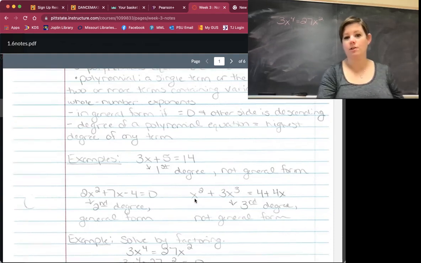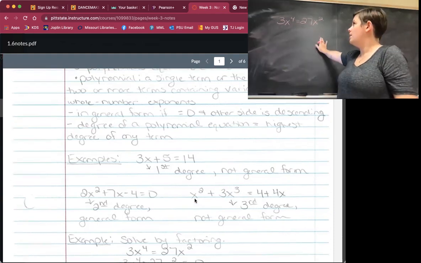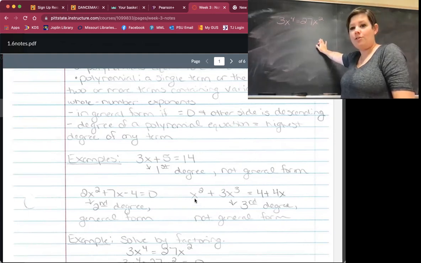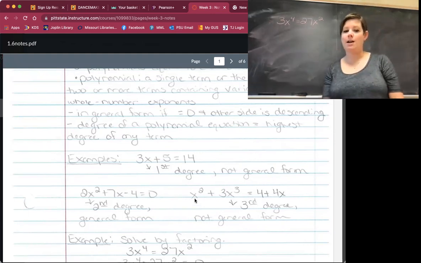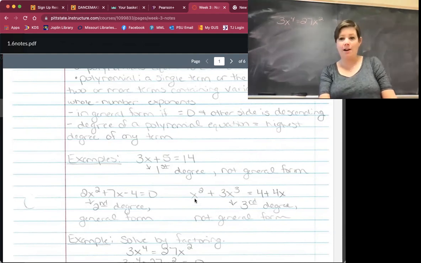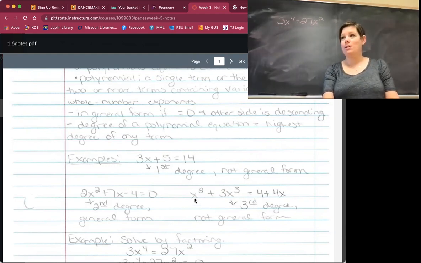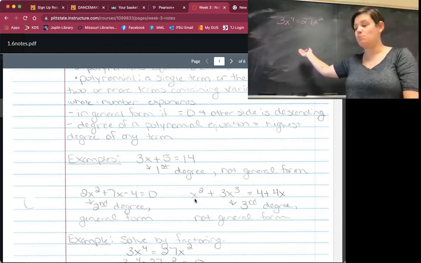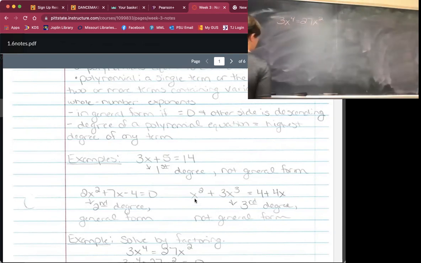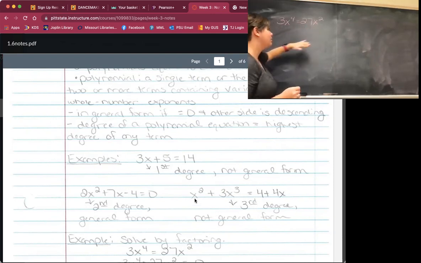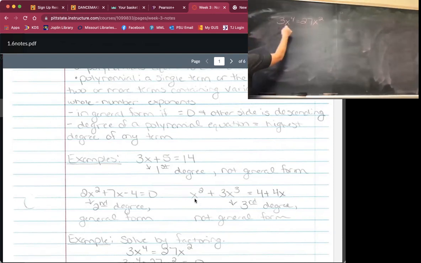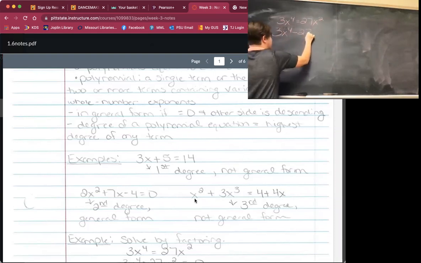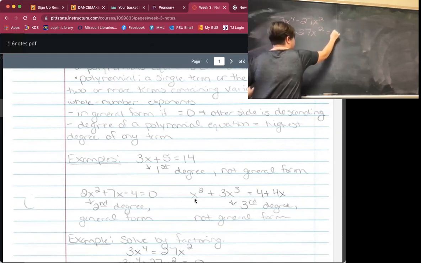So the first type of problem we're going to do is this, where we have 3x to the fourth equals 27x squared. We're going to solve this by factoring, but it's not factoring like we did with quadratics where we have parentheses times parentheses because we don't have 3 terms. We only have 2 terms. So the first thing you want to do though is you want to get it in general form. So I want to get my 27x squared and I want to move it over. So I'm going to subtract it. So I get 3x to the fourth minus 27x squared equals 0.